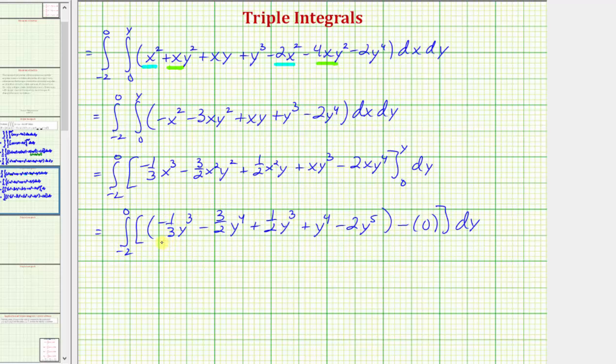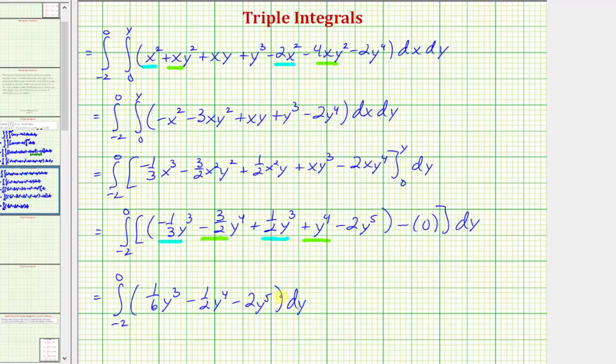And once again, we'll simplify the integrand function by combining like terms. We have 2 y cubed terms, as well as 2 y to the fourth terms. Negative 1/3 y cubed plus 1/2 y cubed is equal to 1/6 y cubed. And then we have negative 3/2 y to the fourth plus 1 y to the fourth, which is negative 1/2 y to the fourth. And then we still have minus 2y to the fifth.